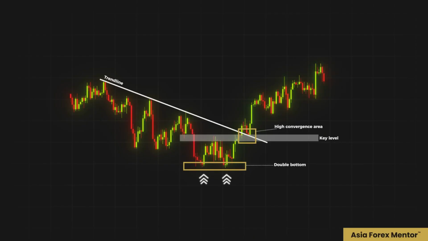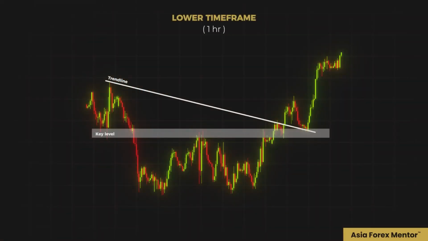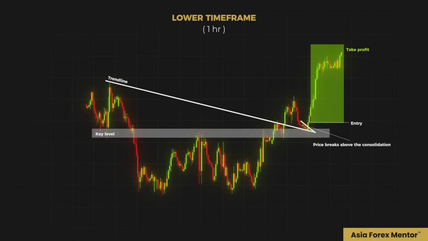Here's the thing, you now zoom to the lower time frame, the 1 hour time frame, to find a more precise entry. So on the lower time frame, you can see the consolidation that has formed at or around the convergence zone in way more detail itself. And this is where you can enter. Your entry is when price breaks above that consolidation. So when price closes above it, the reversal is now confirmed. This is your entry point.